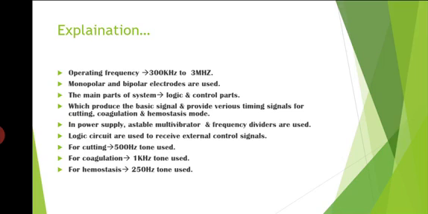In the monopolar cut process, 0 to 350 watts of power is required. For coagulation, it requires 0 to 100 watts. In bipolar, for the cutting process, 0 to 50 watts is required, and for coagulation, 0 to 10 watts of power is required.